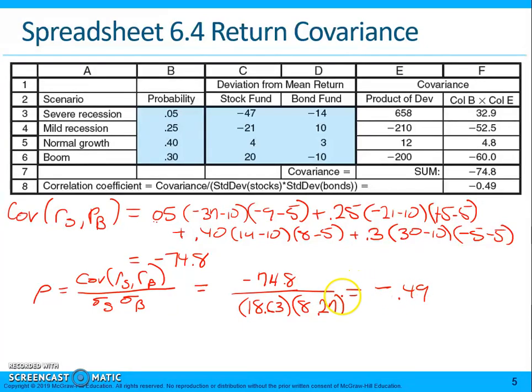So what this tells us is stocks and bonds are negatively correlated, which is important because having a negative correlation really increases the benefits of diversification. So if you have assets that move in opposite directions during different economic scenarios, that protects you and provides you with diversification benefits.